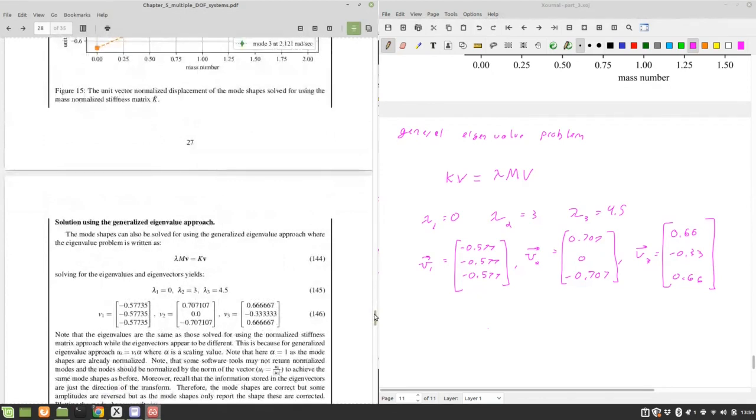Okay, so we can solve for our omega 1 equals 0, omega 2 is equal, what was it? 1.7? Is that right? Yeah, 1.7, and then what's omega 3? 2.12. Perfect. And those are all radians per second, right?